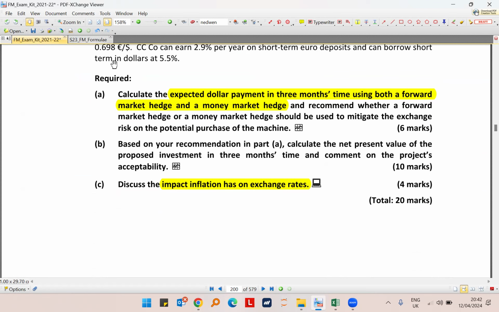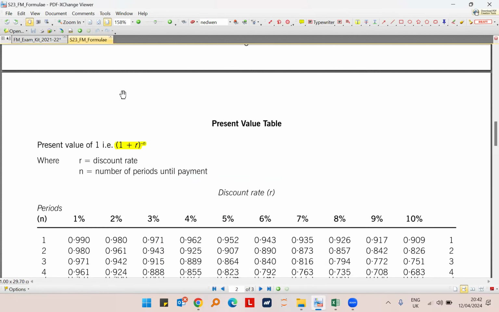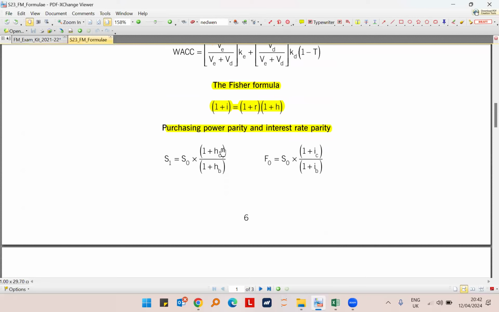Now, the third part is the one that they ask us to discuss the impact of inflation on exchange rates. So, of course, we have this formula here, the purchasing power parity. That's what they're asking for, but they're asking you to explain it in words. So now you are going to say that the purchasing power parity looks at the relationship between the inflation in the different countries. So remember that you have the counter currency and you have the base currency.